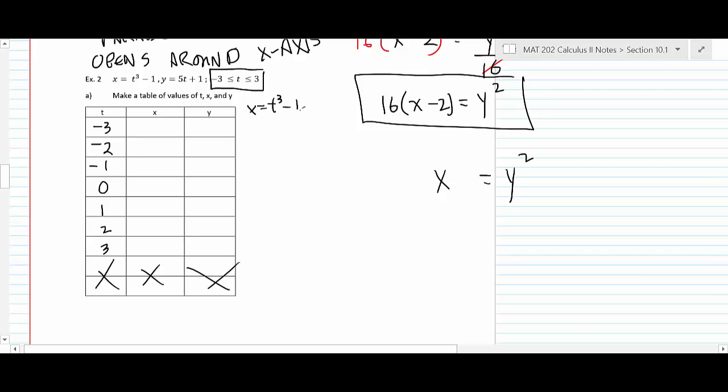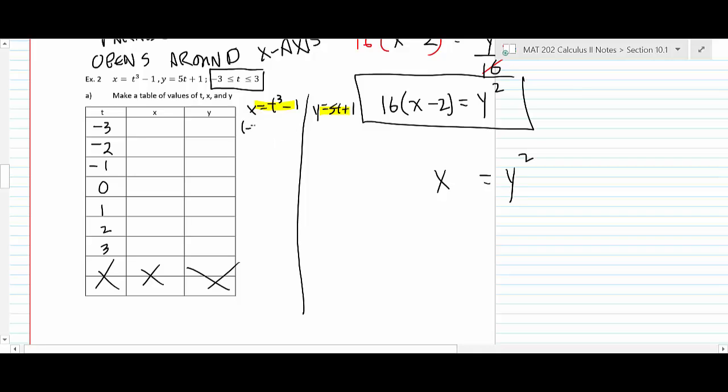And then we're just going to crunch these things out. So we have x, we have y is equal to 5t plus 1. So we're going to work out these two equations. So let's just do 2 points and then I'll give you the rest. Okay? So let's do x.